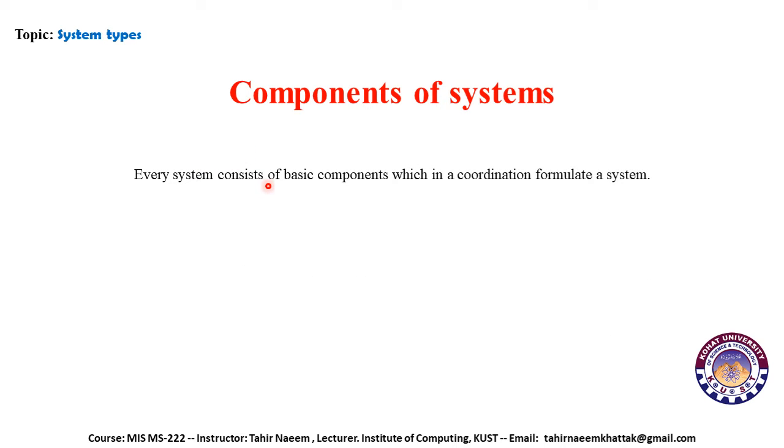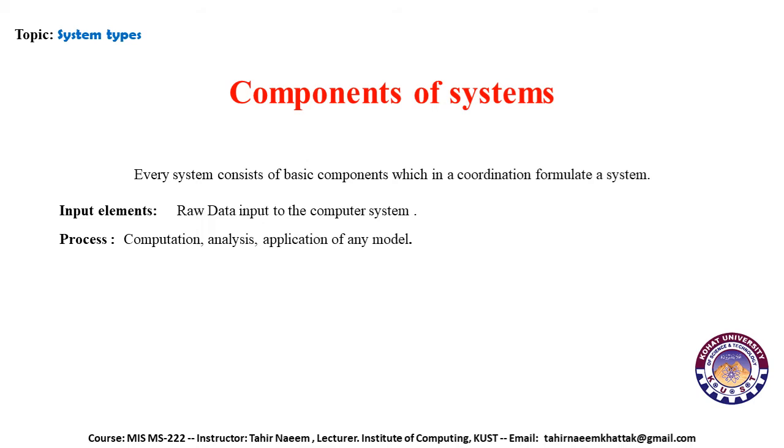Every system consists of basic components which, in coordination, formulate a system. There are different elements of the system, but broadly we will discuss some of the common elements. First of all, we will discuss input elements. Input elements are basically raw input to the computer system, the different data which we insert in the system.